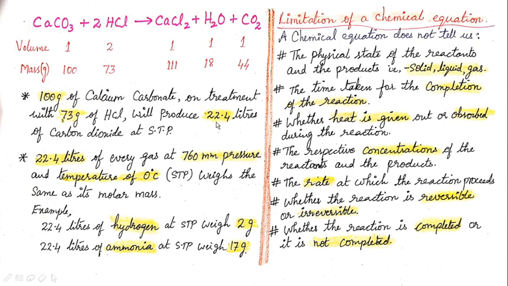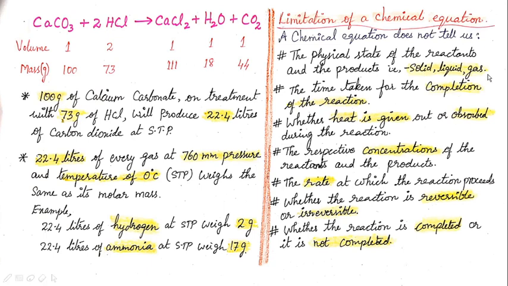Got it? Okay. But while writing this kind of chemical equation, we have some limitations. So what are the limitations? Let's see that. A chemical equation does not tell us the physical state of the reactants and the products. We cannot identify whether the substance is a solid or liquid or gas, because simply by writing on paper we cannot say exactly whether it is obtained in solid, gaseous or liquid states.